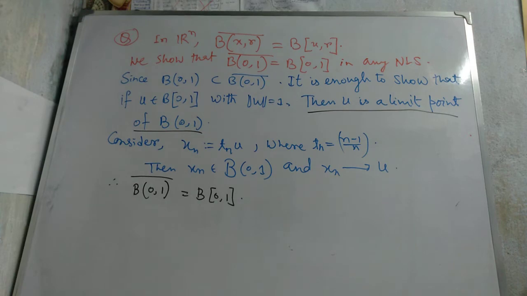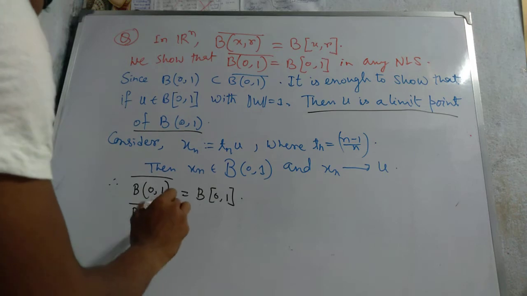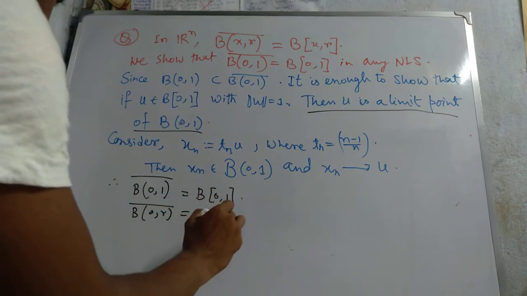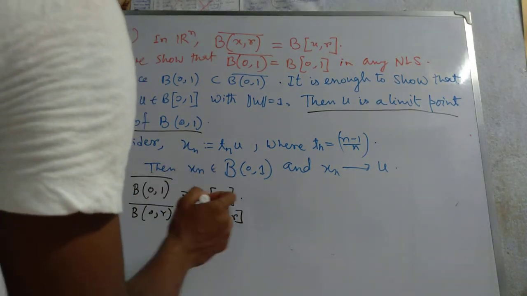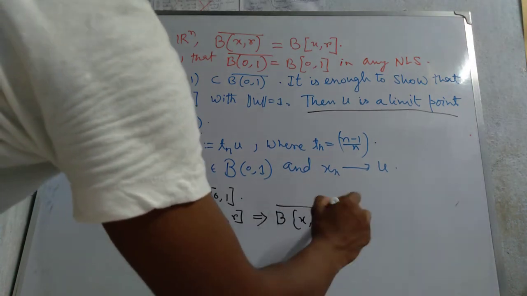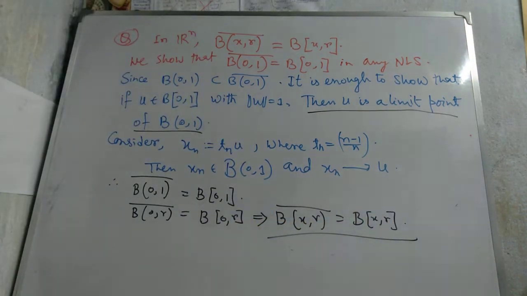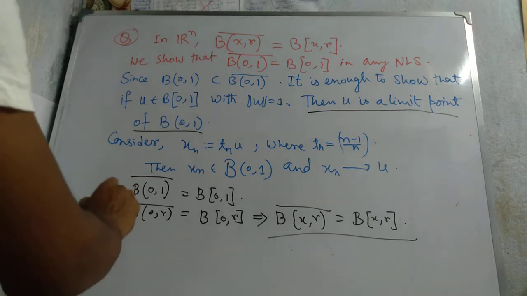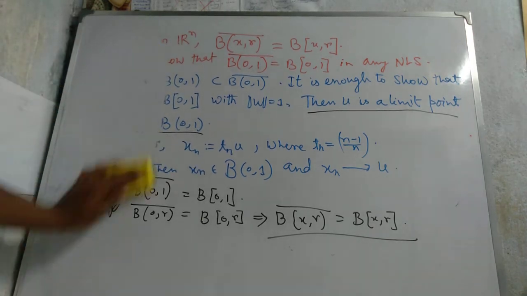We proceed further. That means the closure of B(0, r) equals B̄(0, r), and obviously if we shift the origin 0 to x, then the closure of B(x, r) equals B̄(x, r). Just shifting the origin. Here we extend the radius r from 1, and then shifting the origin, we get this one. Next we give one example.